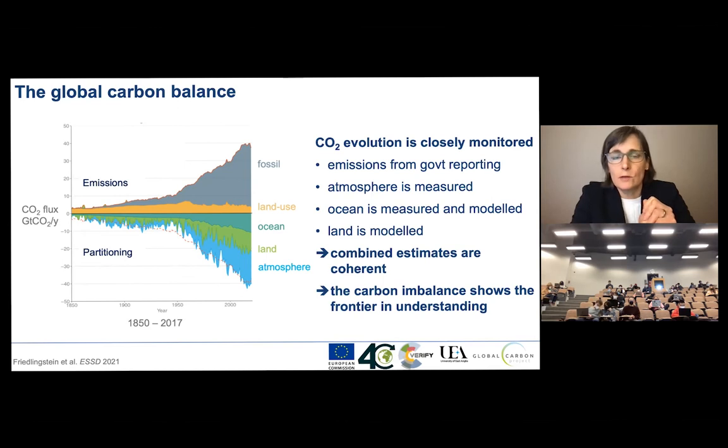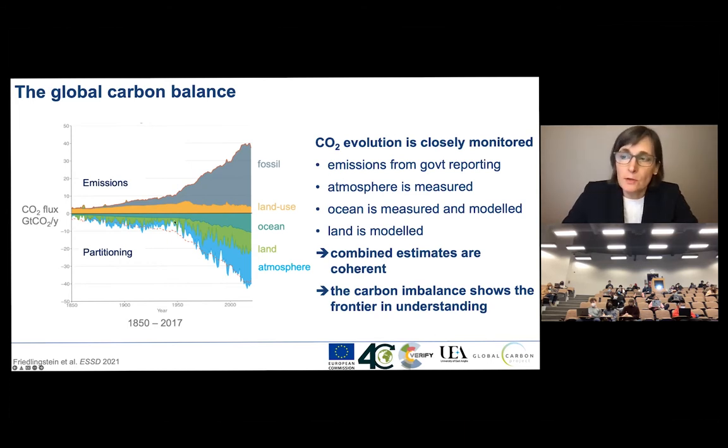The evolution of CO2, because it's causing climate change, is closely monitored. The emissions themselves come from reporting from governments, but they are by and large very reliable, because emissions come from energy, and energy is taxed. So it's a source of revenue for governments, and therefore the reports are closely scrutinized.